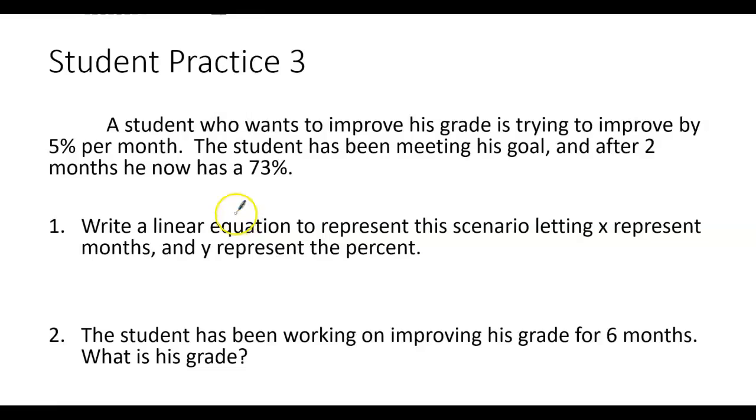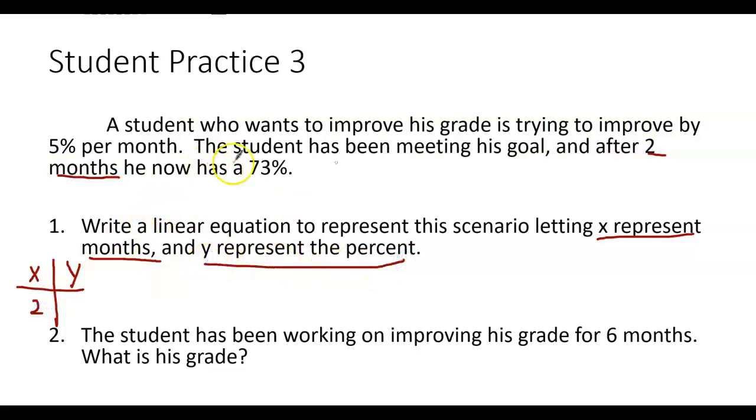The first thing I want you guys to do is set up a chart. And I want you to find out which one's your x, which one's your y, and which one's your slope. So pause the video here and give it a shot. So in this problem, the x represents months. Okay, so the only month they gave me is 2 months. That's right here, so we have 2. And the y value represents the percentage. So at 2 months, he has 73% left.